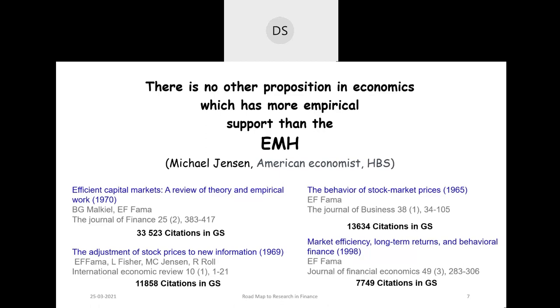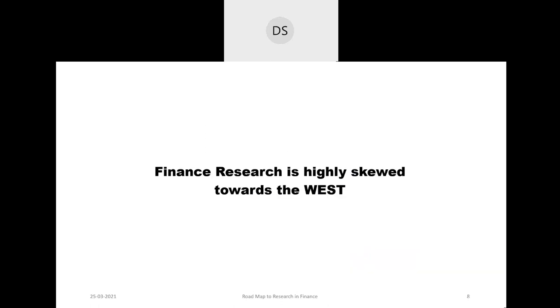But if you look into the contributions in the field of finance, you can see that they are highly skewed towards the US and other Western nations. It is not only in the case of finance; in all other domains this is quite natural.